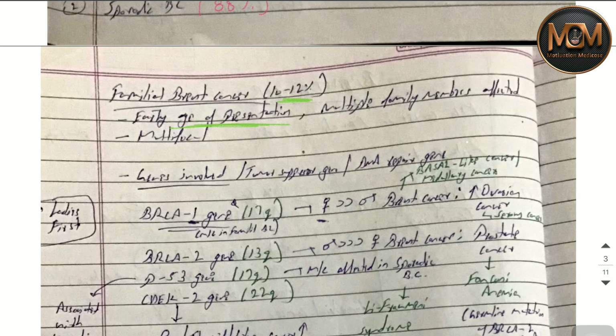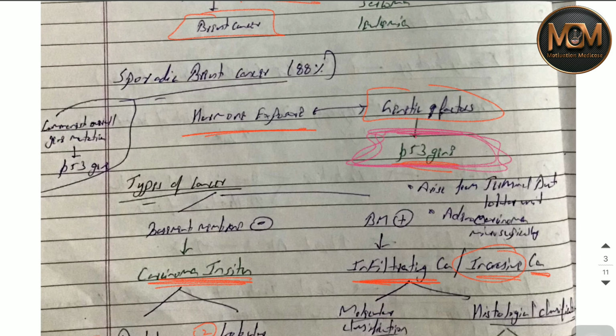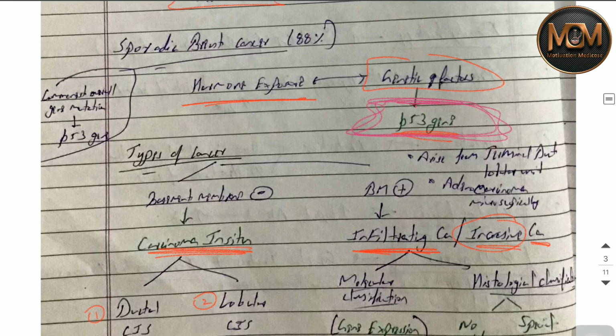Invasive cancer is invading into the breast. Carcinoma in situ is of two types: ductal carcinoma in situ and lobular carcinoma in situ. While infiltrating carcinoma is divided on two bases, molecular classification and histological classification. You have to remember that molecular classification is based on gene expression. Basically, we do gene profiling, which will tell us the classification of the invasive cancer. While in histological classification, there is no special type of carcinoma, invasive carcinoma.